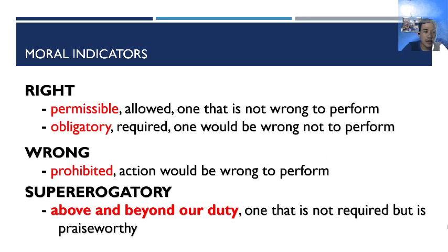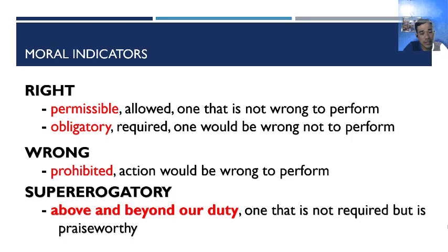Moral indicators. We have three: right, wrong, and supererogatory. Right can be divided by circumstance. Permissible means it is allowed, one that is not wrong to perform. So permissible, allowed siya. That means dili ka masayop kung imong buhaton, or else pwede po siya nga dili ra pud nimo buhaton. It is allowed to be done.